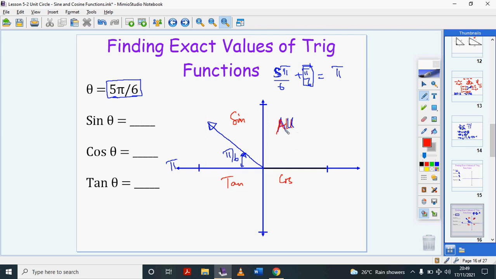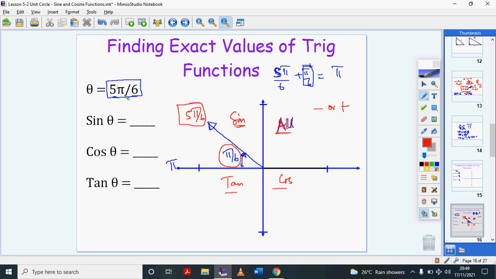An abbreviation people use is "all students take coffee," or you can come up with your own cool abbreviation to help you remember this, but it's always going in this direction: all, sine, tan, and cosine. So what this tells us is that since this angle is the reference angle for this 5 pi over 6, the ratios of this angle are going to be the same exact ratios of this angle in magnitude, right? But in terms of the sign, i.e. negative or positive, we have to respect these conditions for the quadrants.